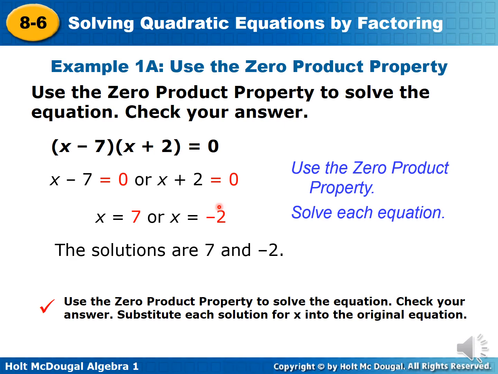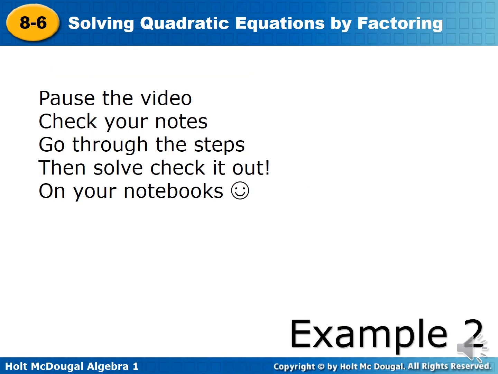How do we make sure that the answer is correct? We have to use the zero product property again, substitute in the equation, and make sure the answer is 0. Pause the video, check your notes, and go solve, check it out. Then you can continue to example 2.